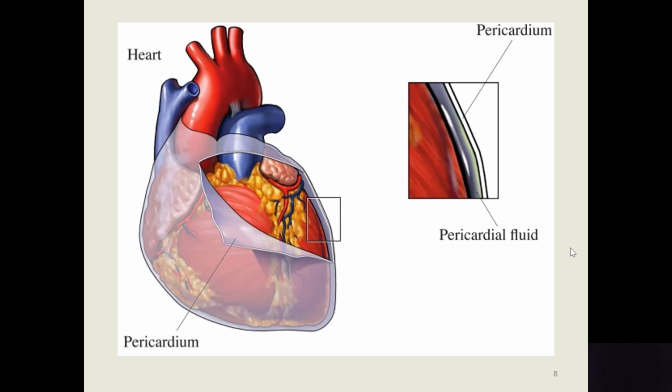So there's a layer of that pericardium that actually sticks to the surface of the heart. And the layer that sticks to the surface of the heart is called the visceral pericardium, which is the same thing as the epicardium. So the visceral pericardium and the epicardium are the same structure. Then there's a layer of fluid, and then there's the parietal pericardium. The purpose of the fluid is to reduce friction.